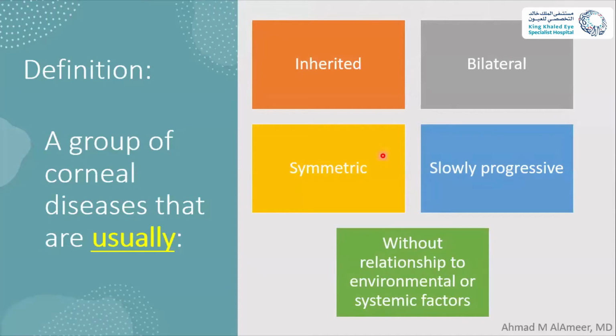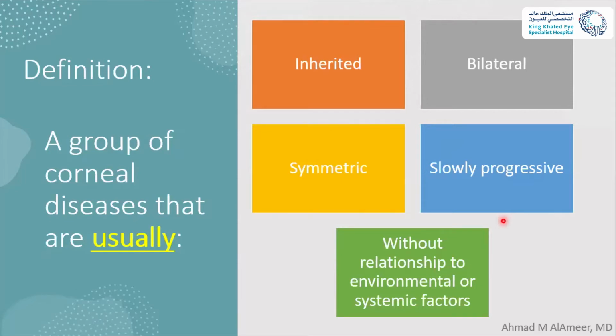There are certain exceptions to this definition, like epithelial basement membrane dystrophy, which is not inherited. For example, posterior polymorphous corneal dystrophy can be a unilateral disease, not bilateral. And not all cases of Fuchs dystrophy progress to corneal edema, so it is sometimes not slowly progressive. And Schnyder corneal dystrophy is associated with hyperlipidemia, so it's not always without relationship to systemic factors.